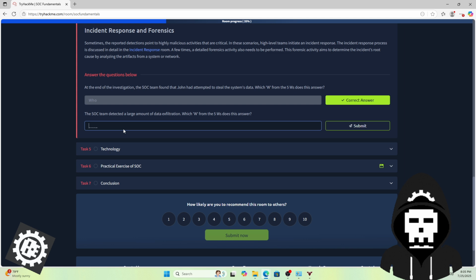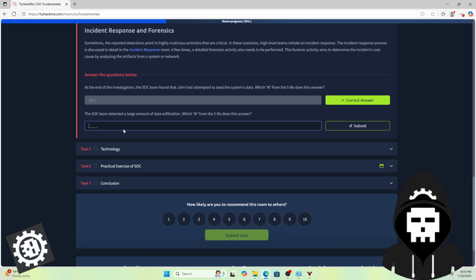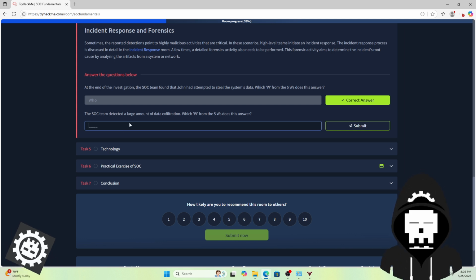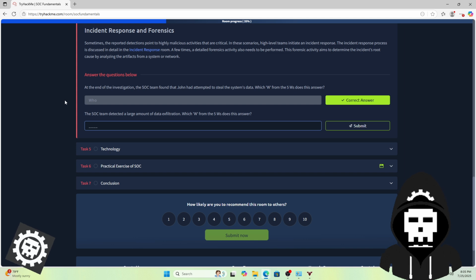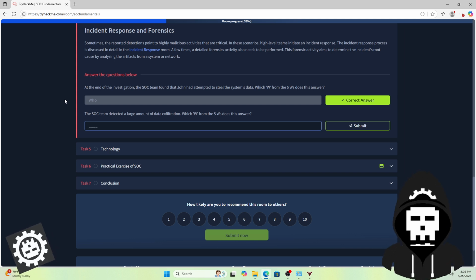Anyways, SOC team detected a large amount of data exfiltration. Which W from the 5 W's does that answer? For those of you who don't know, data exfiltration is when somebody is trying to take a whole bunch of data from a company environment. Can be really bad. Can be an indicator that predates something even worse. So, for example, a lot of ransomware actors will try to exfiltrate a whole bunch of data, so that way they hold it as ransom. But in the case of this question, the answer is what?